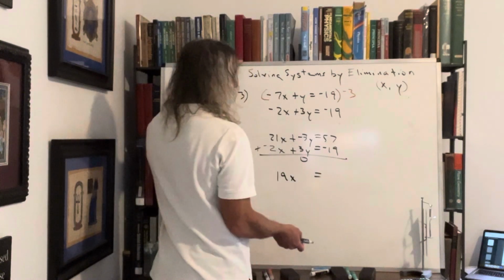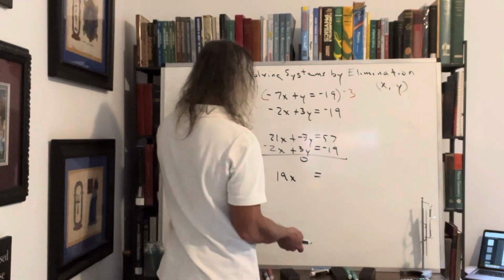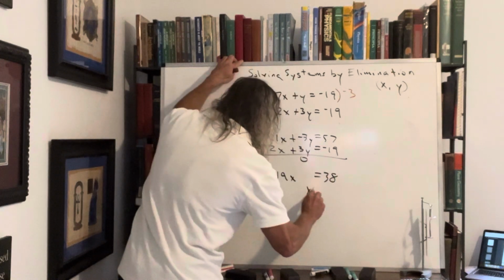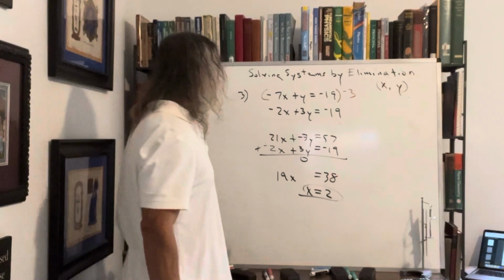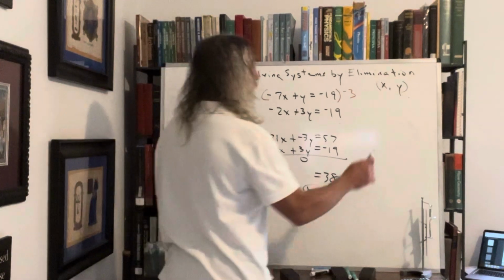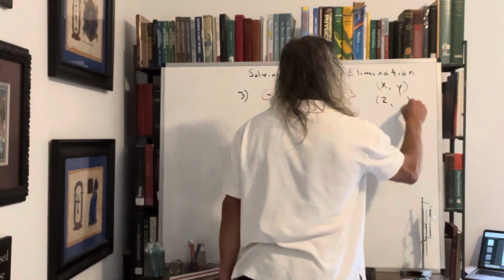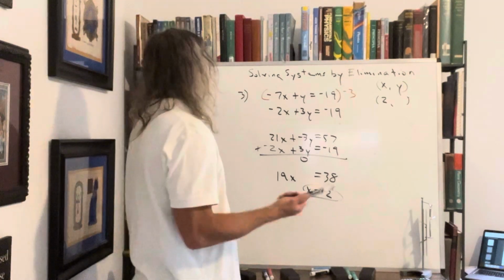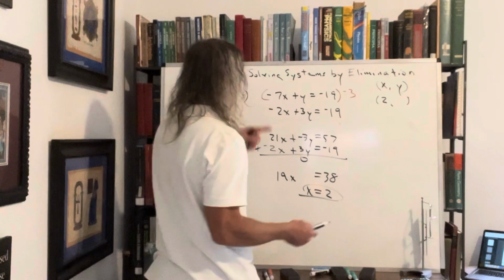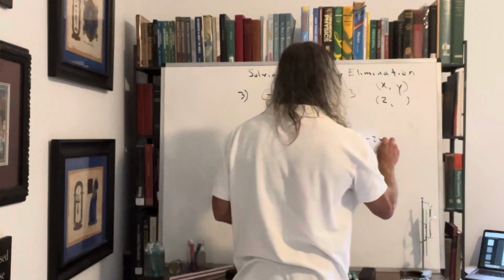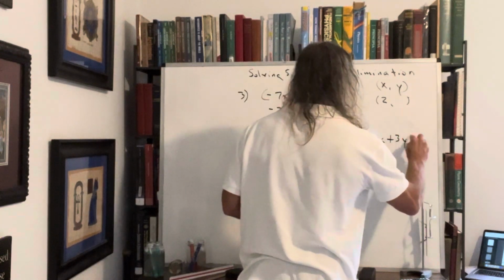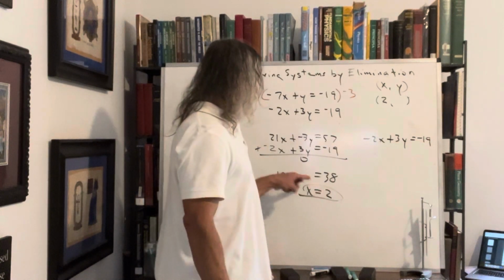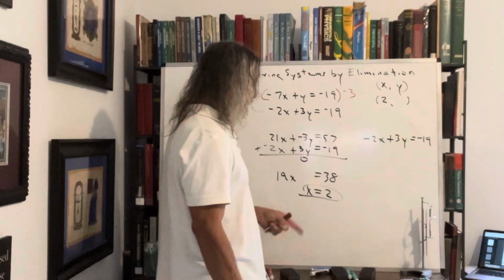19x. And that'd be 38. Divide by 19. X is 2. So x is 2. Then we put 2 in for x. I'll take the second equation. We get this. X is 2. 2 is x. So we can get 2 and put it in place of the x.